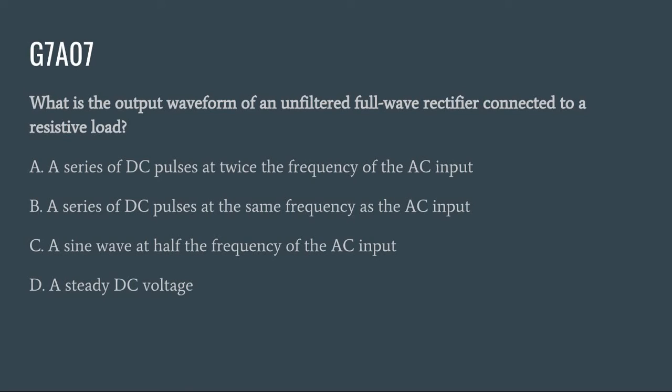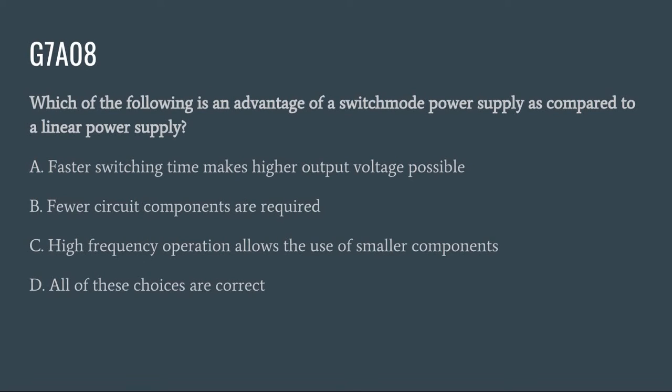G7A07. What is the output waveform of an unfiltered full wave rectifier connected to a resistive load? A. A series of DC pulses at twice the frequency of the AC input. B. A series of DC pulses at the same frequency as the AC input. C. A sine wave at half the frequency of the AC input. Or D. A steady DC voltage. Correct answer here, A. A series of DC pulses at twice the frequency of the AC input.